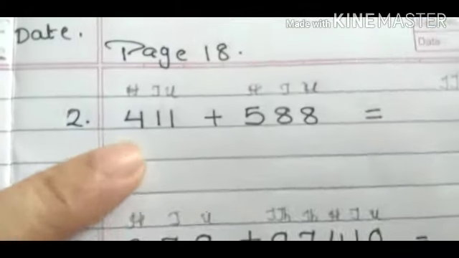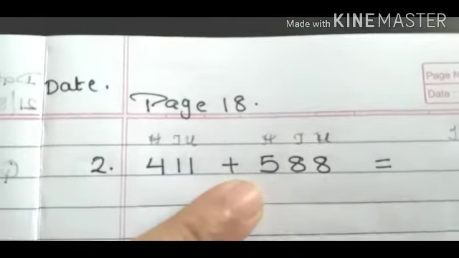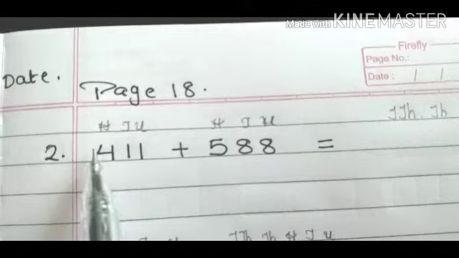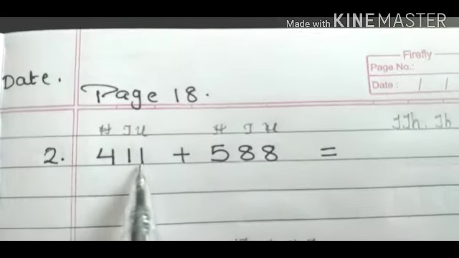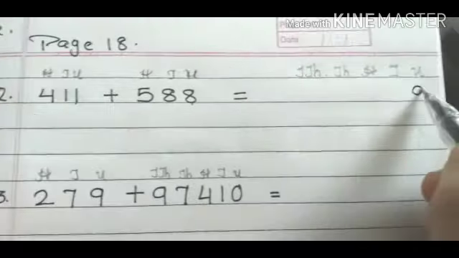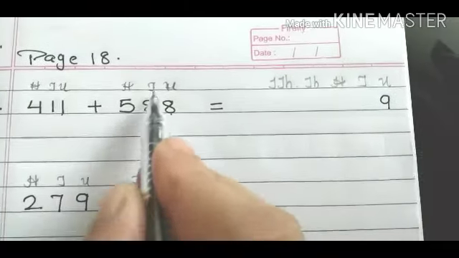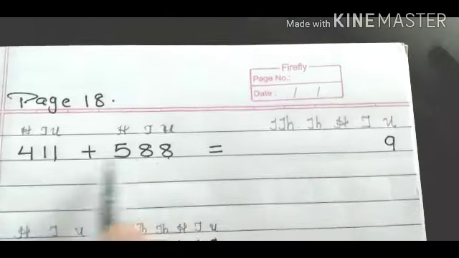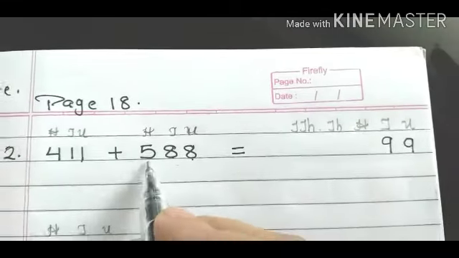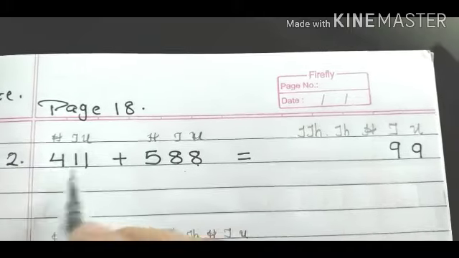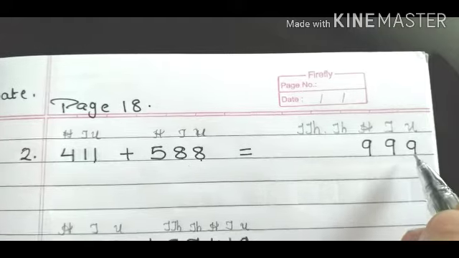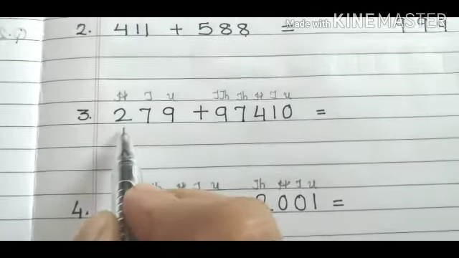Now moving to the second example. Given here 411 plus 588. So we have to arrange this units, tens and hundreds place wise. Then start adding from units place. So 1 plus 8. 1 plus 8 is what? 9. So write down 9 in units place. Then add tens place. 8 plus 1. 8 plus 1 is 9. So write 9 in tens place. And in hundreds place 5 plus 4. 5 plus 4 is 9. So in hundreds place also 9 is there. So our answer is 999.